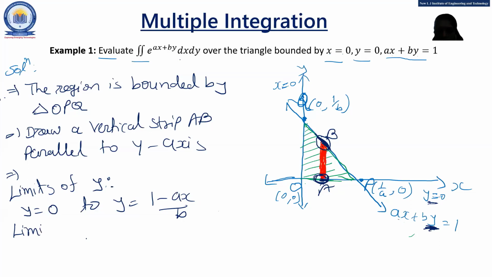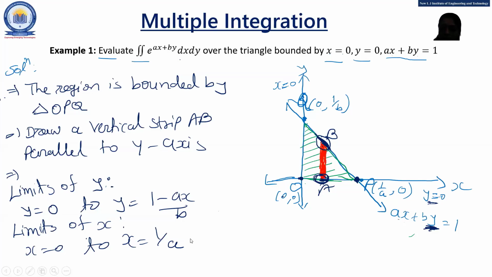Now, limits of x. For the limit of x, we have to start from the leftmost point. The leftmost point of the region is what, student? This origin. And the rightmost point of the region is this point. So the limit of x is x = 0 to x = 1/a. Yes, very good, Kushal. Absolutely right. So the limit of x is 0 to 1/a.